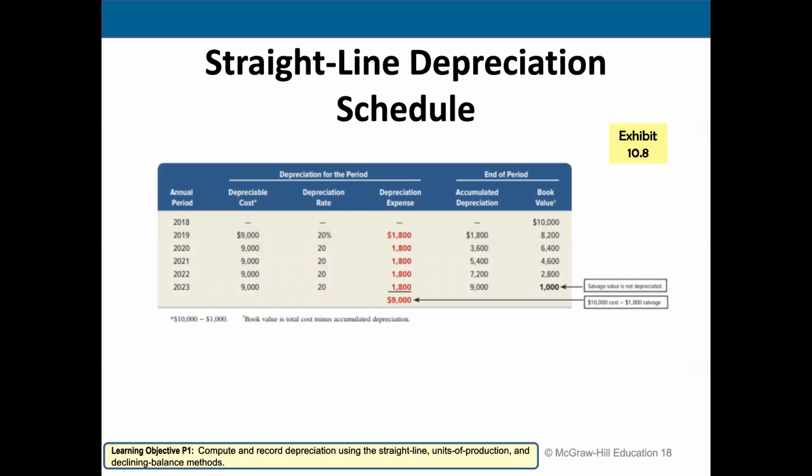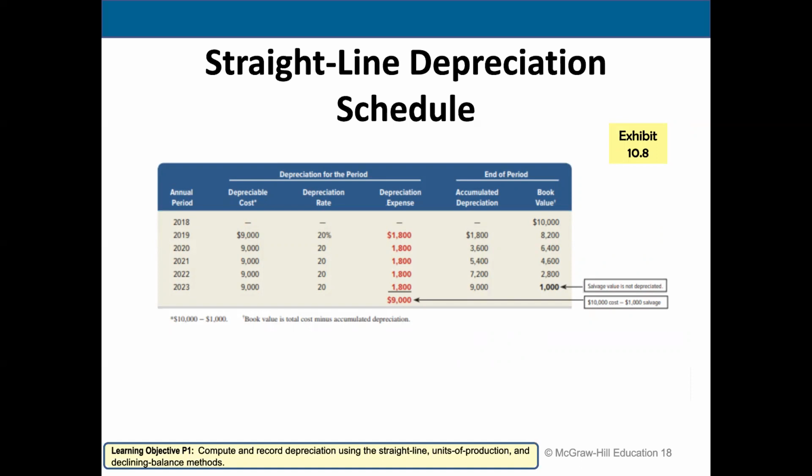This is what's called a depreciation schedule. You'll see the columns give you the year or the annual period, the depreciable cost, the depreciation rate, the depreciation expense, the accumulated depreciation, and the book value. And so you can see there in 2018, it had a book value of 10,000. To find the depreciation rate for the straight line method, you take 100% and divide that by the number of years in the asset's useful life, in this case 5. So that means we'll depreciate 20% of that cost per year.